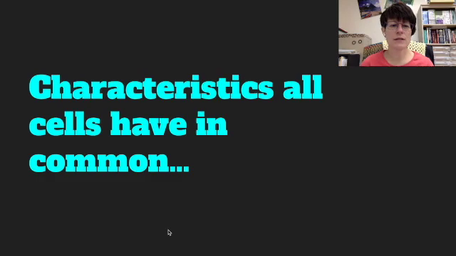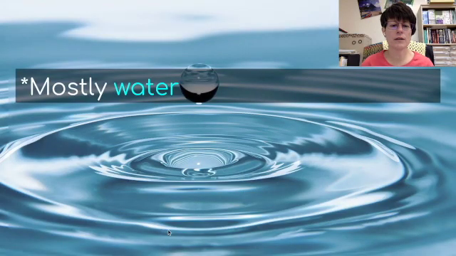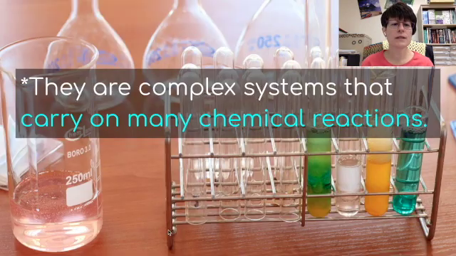So, characteristics all cells have in common. The first is that they're mostly water, as organisms are mostly water. The reason for this is they are complex systems that carry out many chemical reactions. And when you think of chemical reactions, they mostly happen in water. So living organisms and cells must mostly be water. Cells are really like test tubes, except in a test tube, we usually have one chemical reaction going on. There are many chemical reactions going on in the cell.